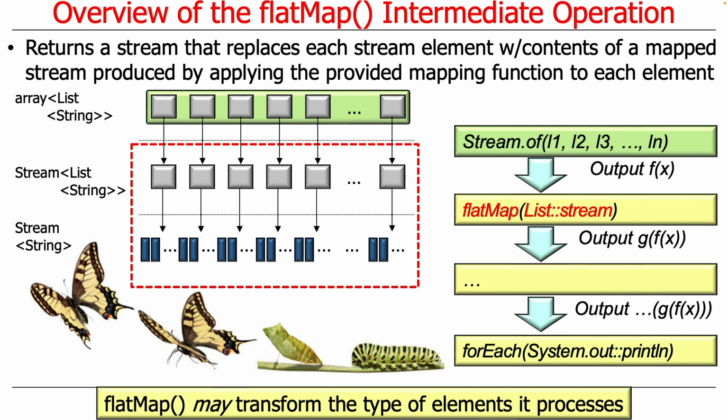FlatMap also may change the type of elements. It doesn't in this particular case. We have a stream. Well, I guess it does. We had a list of strings, and now we have a stream of strings. There's still strings involved, but before we had a list, and now we have just a stream of strings.